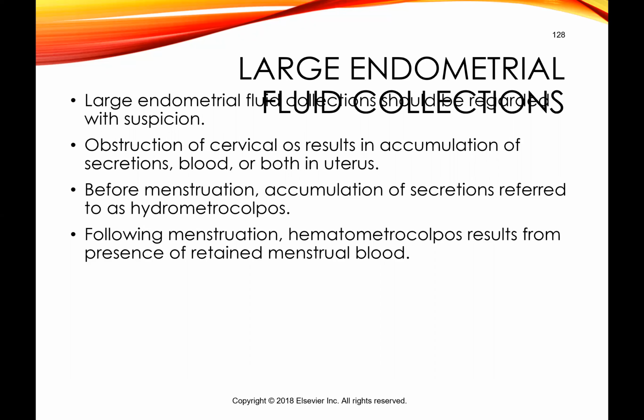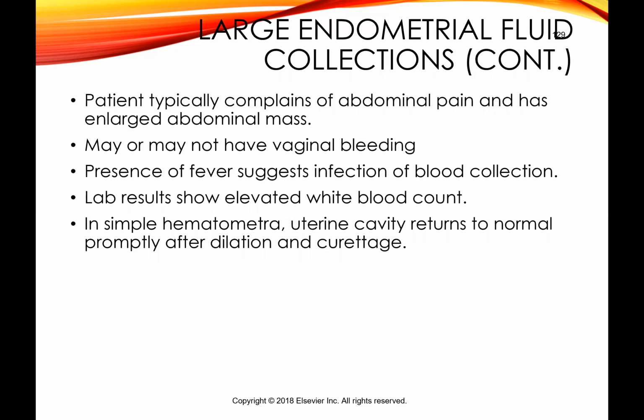If a patient is very young and has an imperforate hymen, they're going to accumulate hematocolpos, blood and fluid, because the blood and fluid can't get out of the vagina. If a patient has endometrial cancer, the same thing could happen. So there are multiple reasons why there would be large endometrial fluid collections. When this happens, the patient typically complains of abdominal pain and a large abdominal mass. They may or may not have vaginal bleeding depending on where the obstruction is.